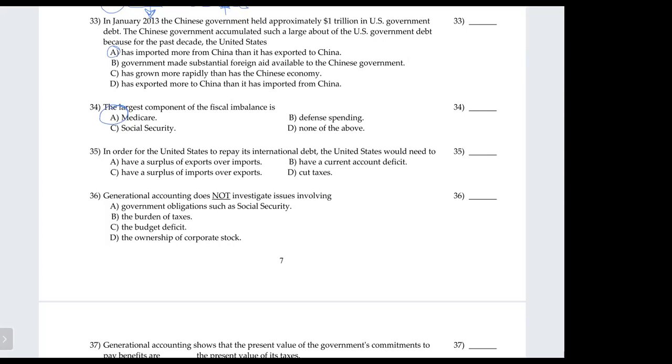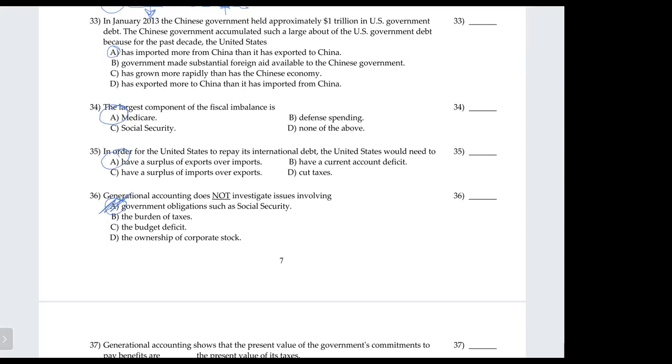35. In order for the United States to repay its international debt, the United States will need to, okay, so these are the same questions as we had before. Then the US must run a trade surplus. Okay. The answer is A. Oh, sorry, here, A.